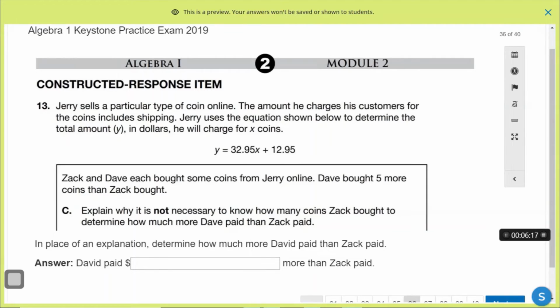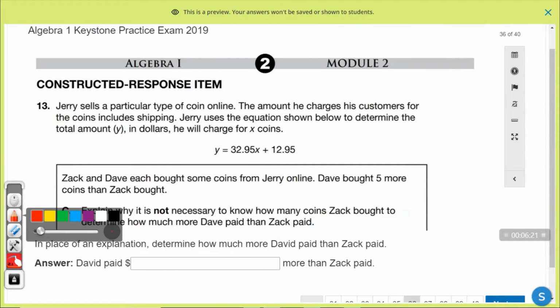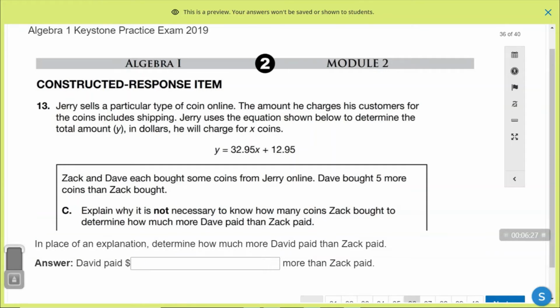Zach and Dave each bought some coins from Jerry online. Dave bought 5 more coins than Zach bought. Explain why it is not necessary to know how many coins Zach bought to determine how much more Dave paid than Zach. Well, our last question asked us what this $32.95 represents, and the $32.95 represented the cost per coin. And that's why we don't need to know how many each bought.